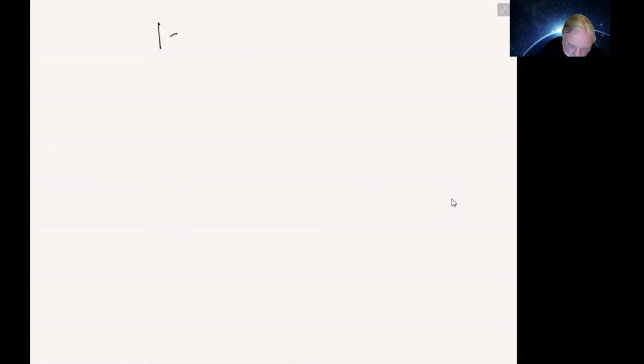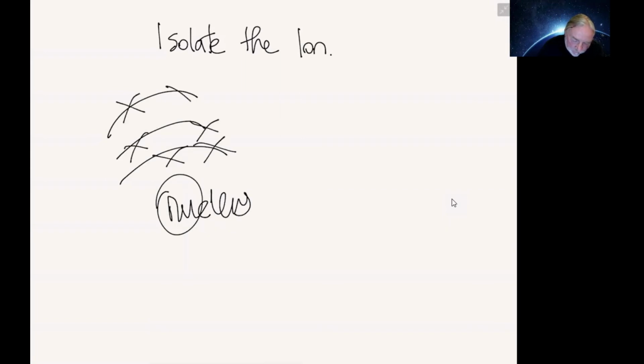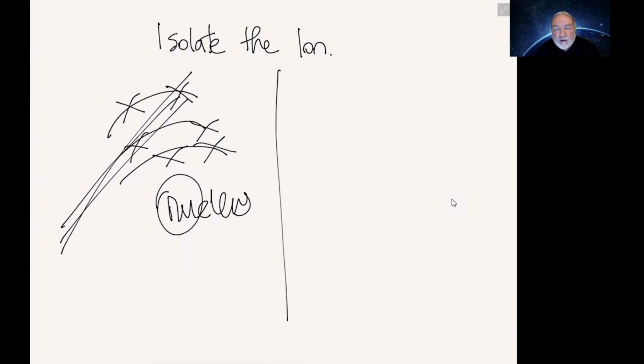Okay, so let's have a look at how we isolate the ion. Remember, we have the nucleus here, and we have certain electrons. And we've managed to shoot one off by sending a laser, so that we have one on the outer final orbital. This ion now has a positive charge.